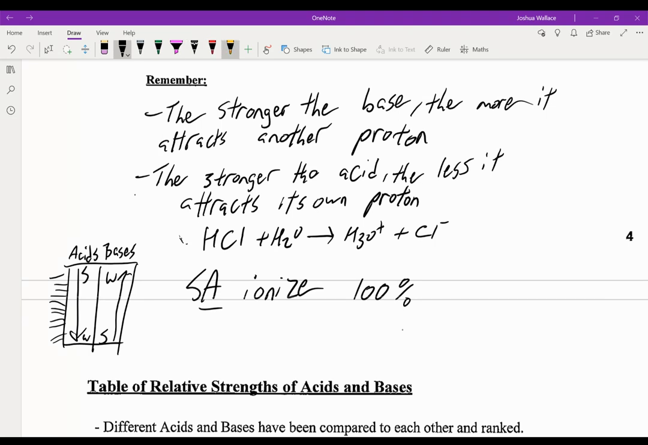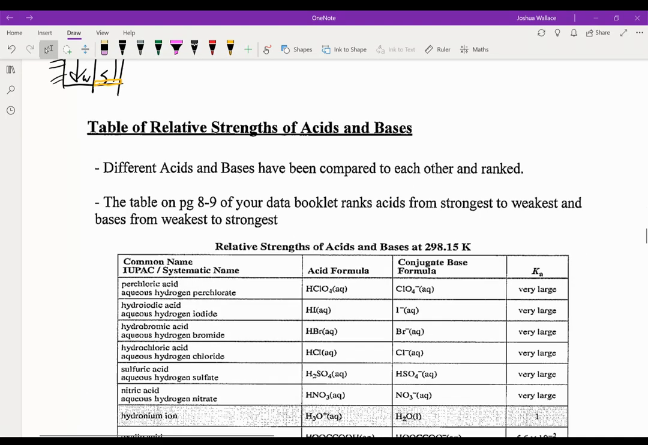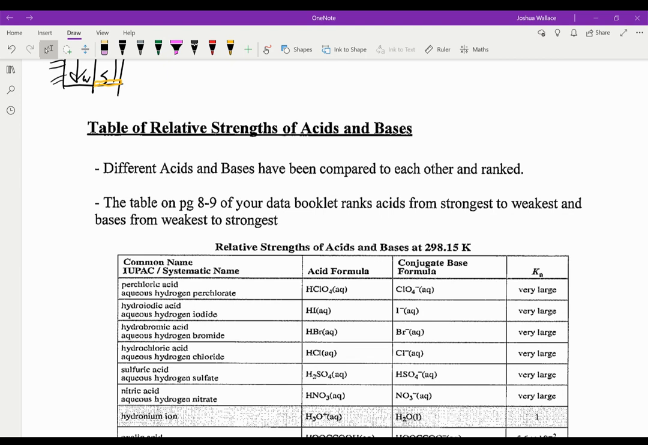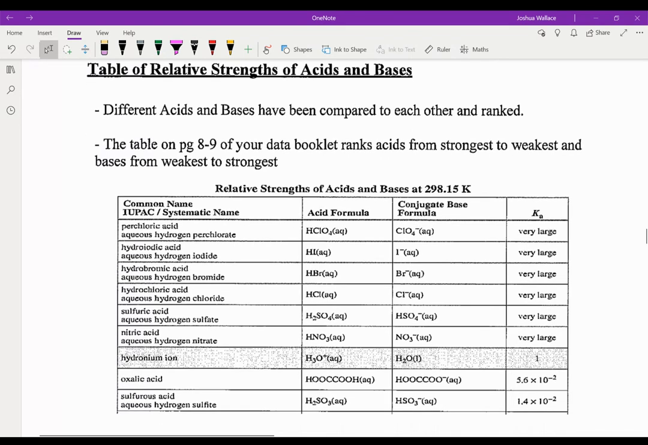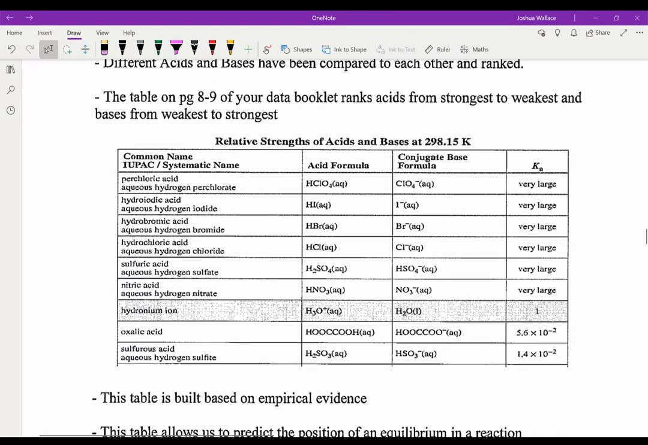And like I was saying, those strong acids are up here, and you pretty much only have one strong base, which is hydroxide, which is found down here. So that's where your strong acids are. This is where your strong bases are. So we're going to look at the table of relative strengths of acids and bases. The table on page 8 of your data booklet ranks acids from strongest to weakest and bases from weakest to strongest.